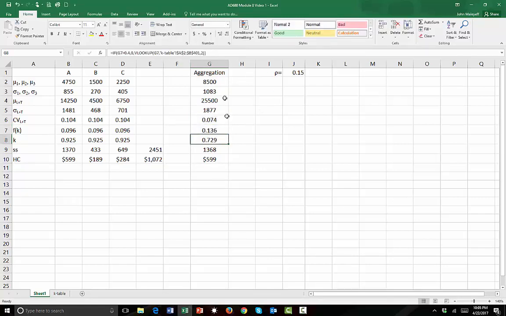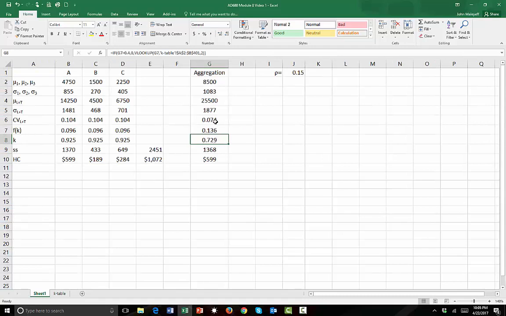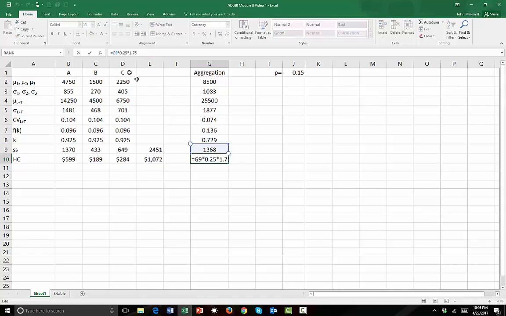We have the table lookup of 0.136, and just so you don't believe me, 0.136 right there, 729, and then we multiply 729 times standard deviation to get the safety stock, and then we have the holding cost, which is the value of 0.25 times 1.75 times the safety stock. Oh, that was nice. Spreadsheets are cool.